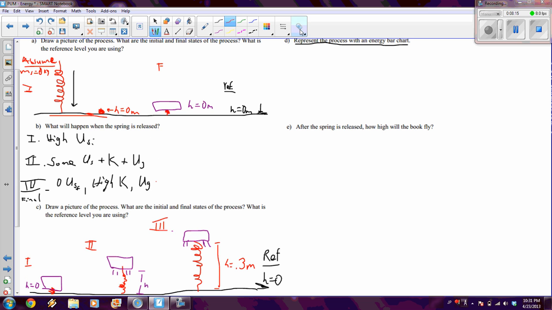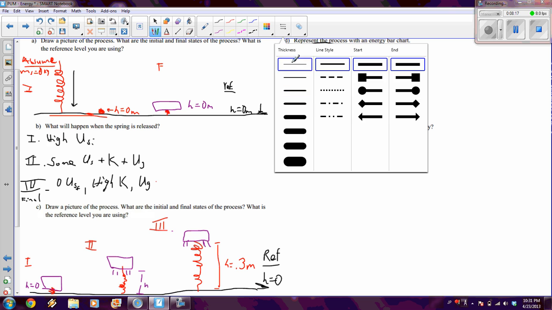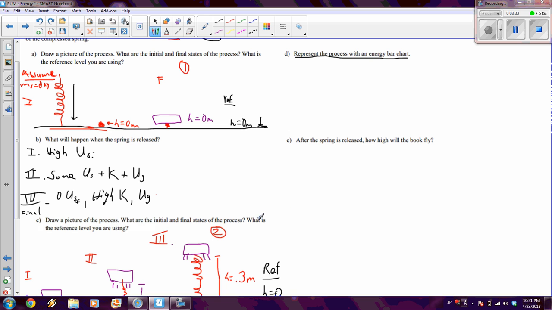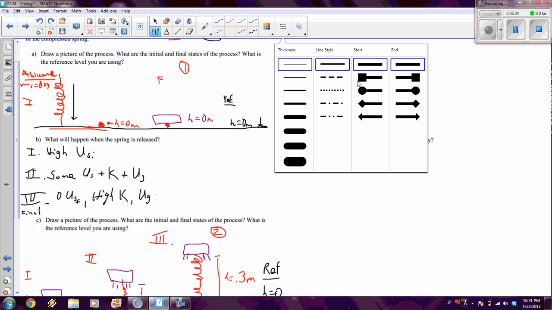First, we have the one where we are compressing the spring, so that would be process 1. And then we have the part where the spring is actually being released and the book is being launched off, and that would be process 2. So I think it would be beneficial to draw energy bar charts for both. So why don't we do that?